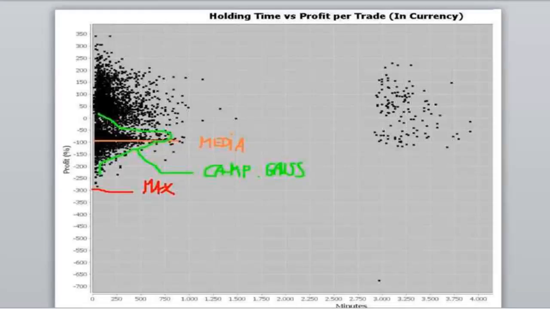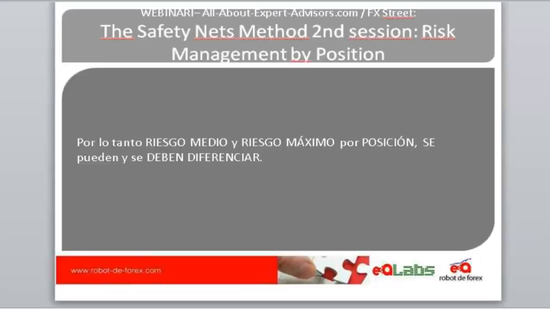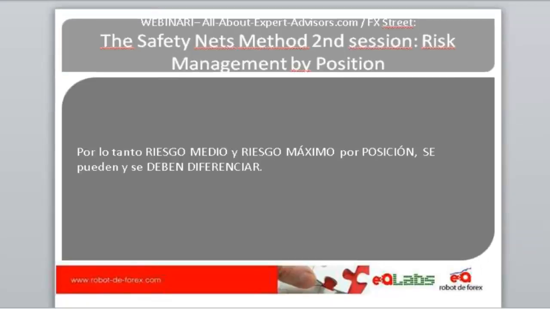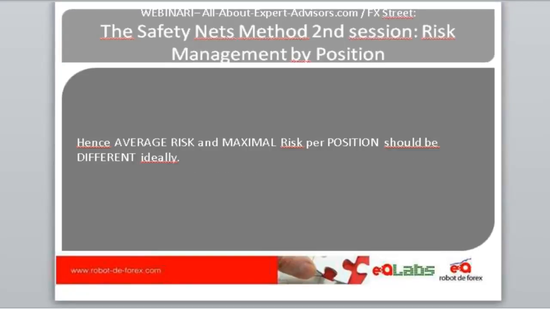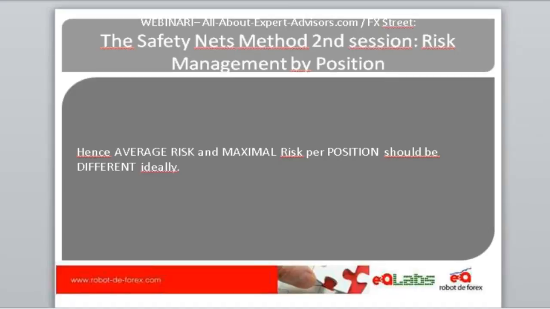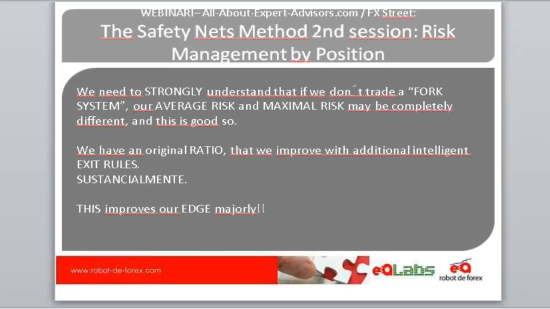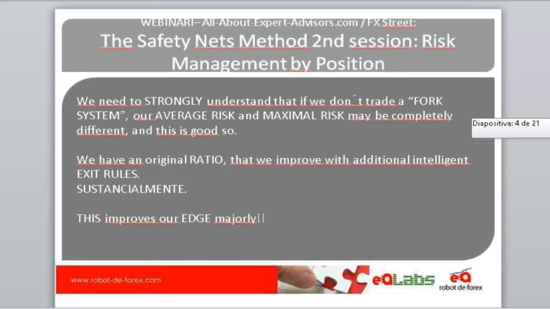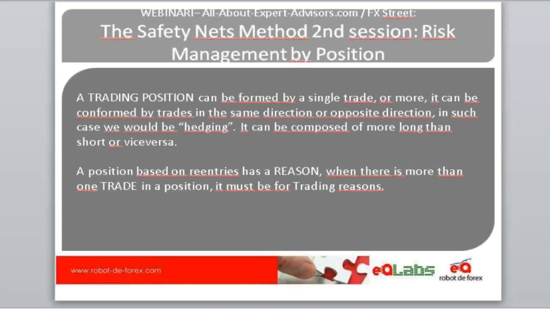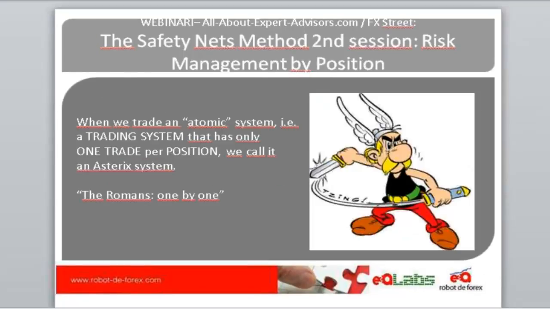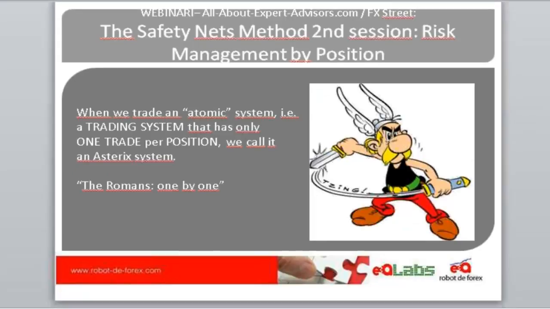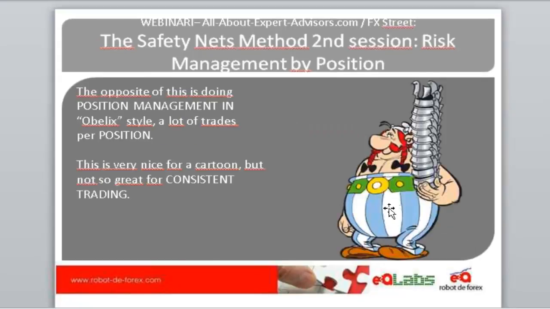First of all, you need to distinguish between average risk and maximum risk, right? And you need to know that average risk is not equal to maximum risk. Before that, you need to trade systems which have only one trade per position. That means forget about Obelix systems, right? We will not trade any more Obelix systems. It's finished, okay? Obelix is done.